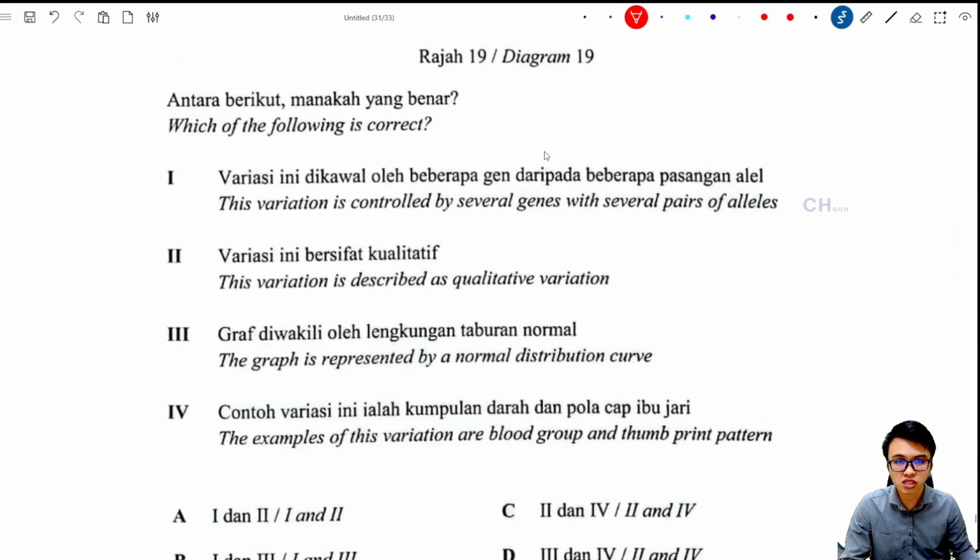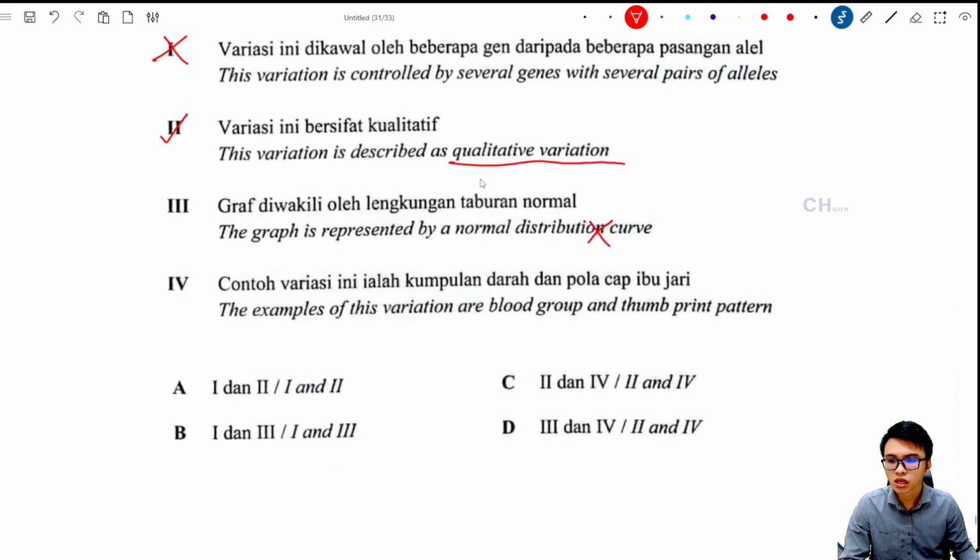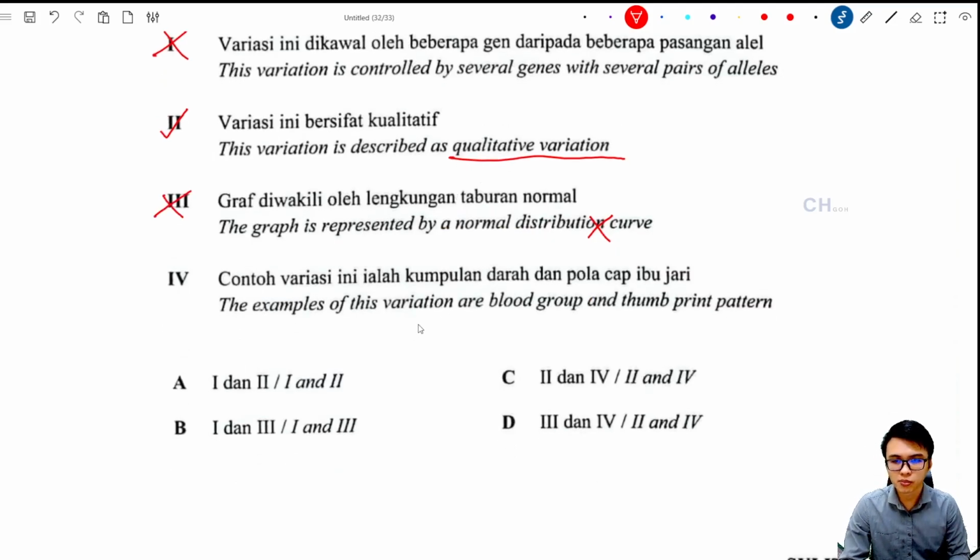If this is discontinuous variation, it is controlled by a pair of genes, a pair of alleles. So this one is wrong. The variation is described as qualitative. Yes, this is a discontinuous variation, so this one is correct. The graph is represented by a normal distribution. This one is wrong, it should be a discrete graph. The examples of this variation are blood group and thumbprint patterns. Yes, this is talking about discontinuous variations. So 2 and 4 are correct.